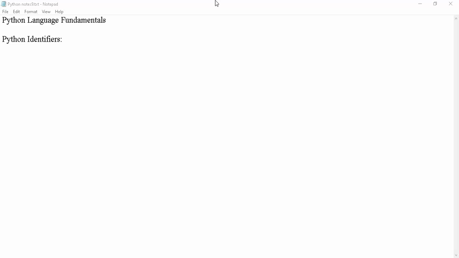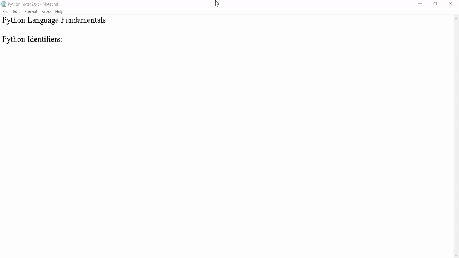Hi friends. Next topic is Python identifiers. What are identifiers? Identifying by specific names, a name to identify the method, class, variable, etc. That name is called an identifier, which can be used for identification purposes.